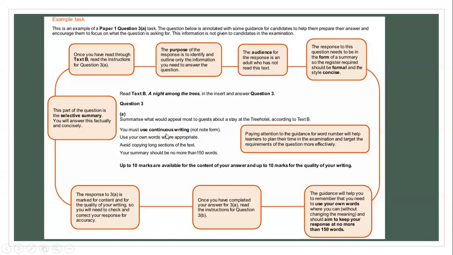This thing is already highlighted in the question: use continuous writing, not note form. Now, the thing is that previously our students were habitual of writing notes, and there was a particular criteria for allocation of the marks on the notes. Now, here the examiner himself or herself is clearly saying not the note form.